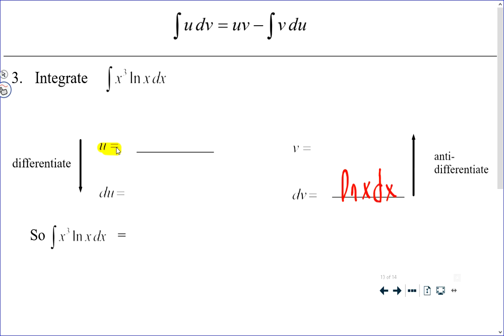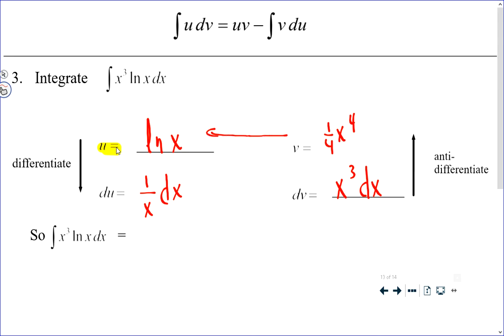and I said to you, anti-differentiate ln of x, your head would start to hurt. You don't know how to anti-differentiate ln of x. You will learn how to anti-differentiate ln of x, but you don't know how yet. So you have to choose the natural logarithm of x as u, which means x cubed dx is dv. What is the derivative of ln of x? It's 1 over x dx. What is the antiderivative of x to the 3 dx? It's 1/4 x to the 4.